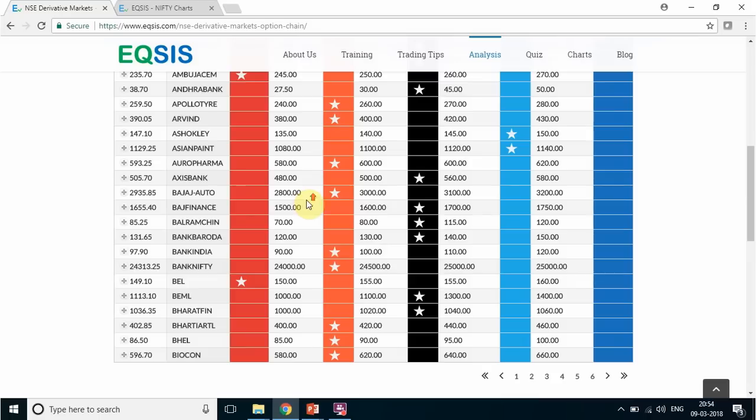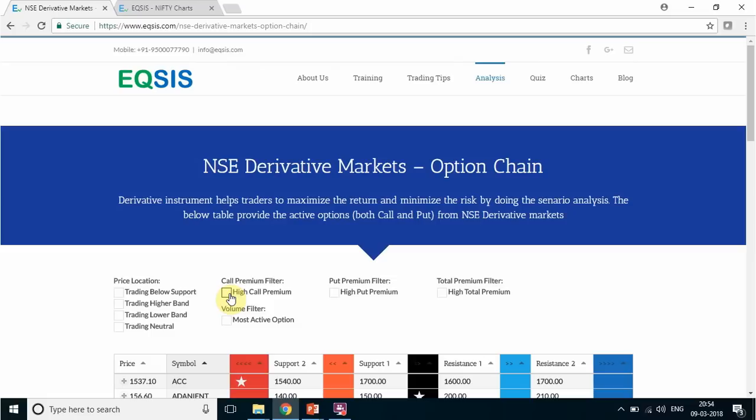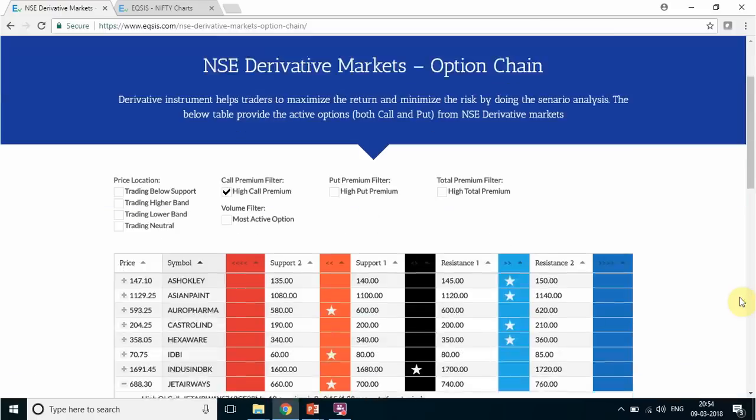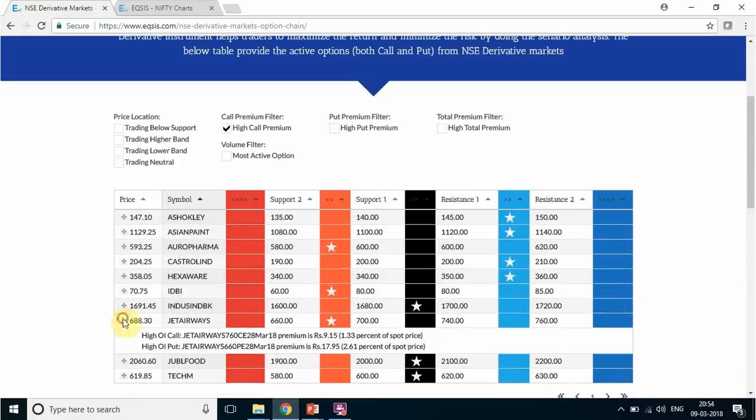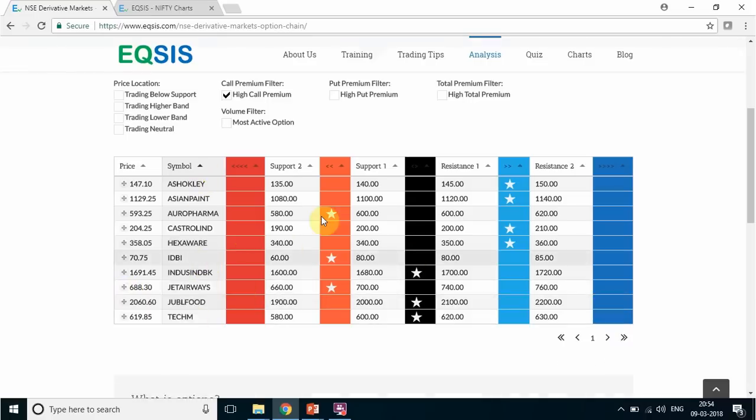Again, what else can be done by looking at this particular sheet? Look at this one. I'm going to filter all my stocks by looking at high call premium. What is high call premium? Okay, let me do this particular thing. If I filter this, okay, you see there are a lot of options here. There are a lot of underlyings here, but these underlyings carry a good premium for the call option strike which has the highest open interest.